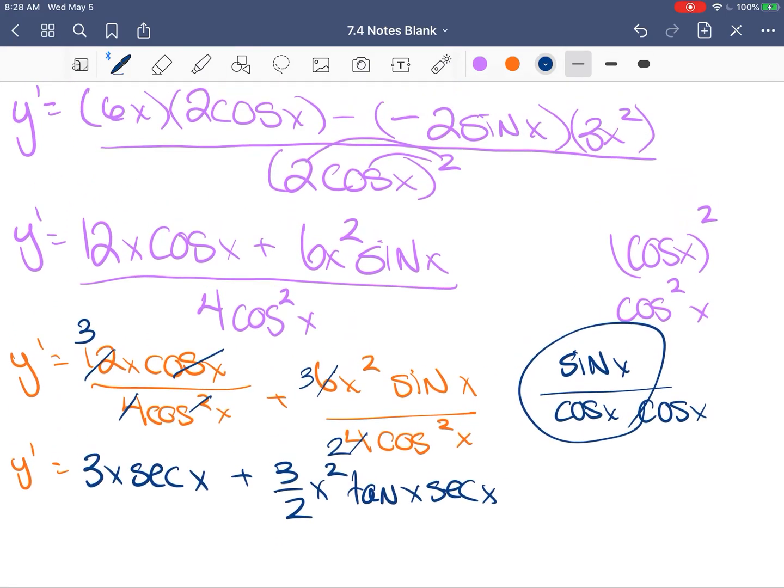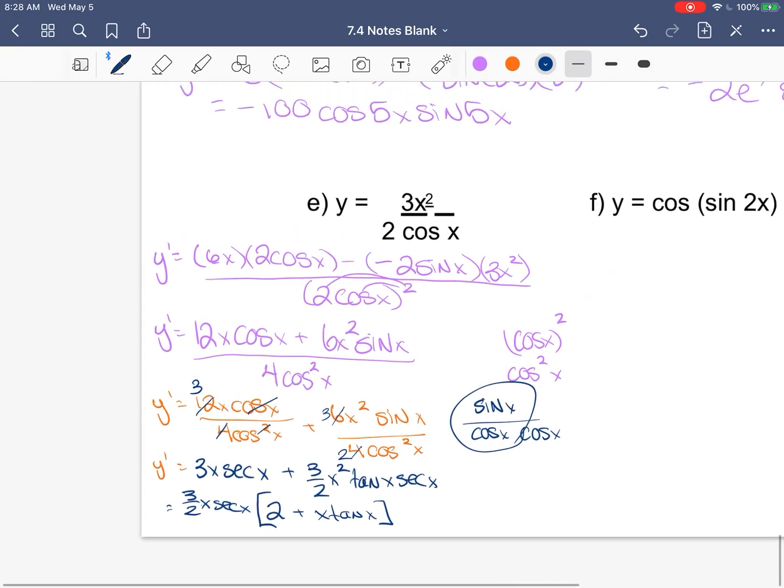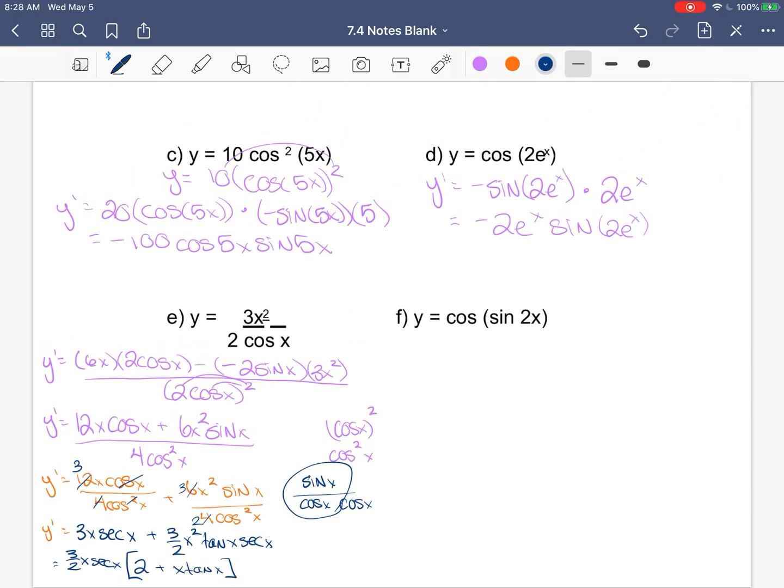And we're going to take out a common denominator, so we are going to take out 3 over 2x secant x. That leaves us with 2 plus x tan x. And I think that's where we're going to leave it for today.